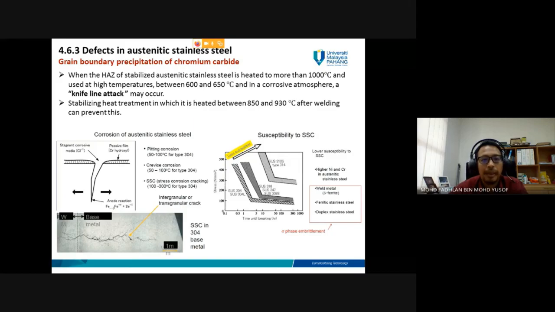So ini untuk kes apabila kita stabilize, when the HAZ of stabilized austenitic steel is heated more than 1000 degrees Celsius and used at high temperature between 600 to 650 in a corrosive atmosphere, a knife line attack instead of weld decay tadi may occur. Stabilizing heat treatment in which it is heated between 850 degree to 930 degree Celsius after welding can prevent this lah. So untuk kita prevent perkara ni, dia melibatkan heat treatment lah.